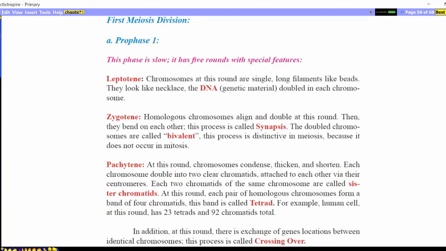The first meiotic division has similar phases: prophase, metaphase, anaphase, telophase. For meiosis 1, we use the number 1, like prophase 1, metaphase 1. For the second meiosis, prophase 2, metaphase 2. We remember from mitosis that the duration of a phase depends on how many changes happen in that phase. So in prophase 1 of meiosis, because so many changes happen, the duration is longer compared to prophase in mitosis.